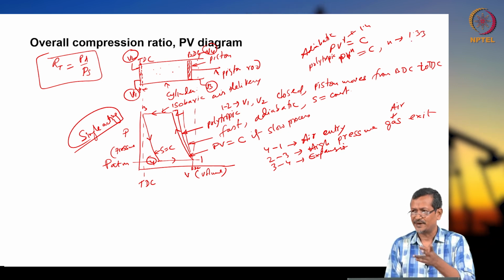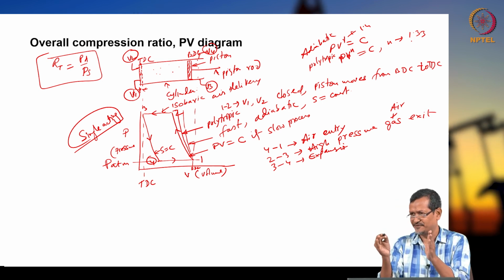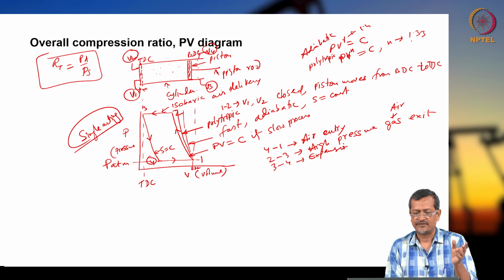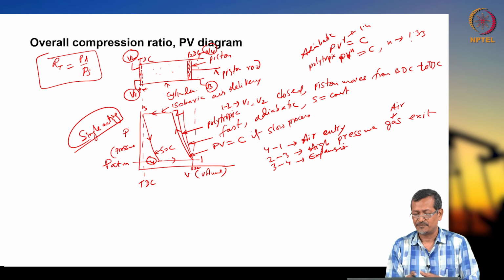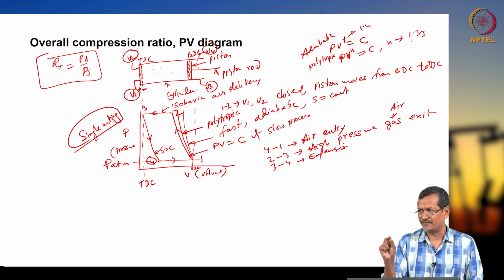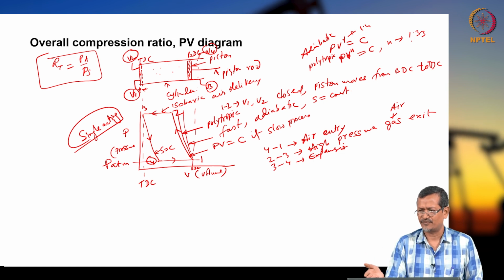If you make it 1, it will be isothermal. If you make it higher, then it will be adiabatic. So it will be in between, like 1.33. But if you have natural gas, then the molecular weight will also differ. When the molecular weight is different, the K value or n value will differ. So for air applications, normally we say 1.4 and 1.33.